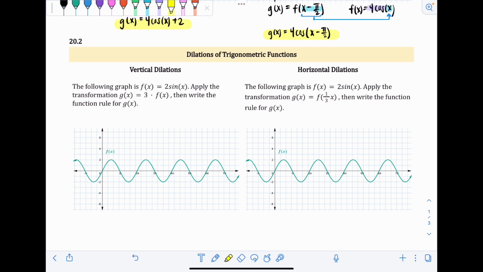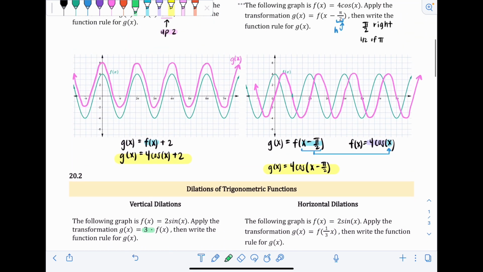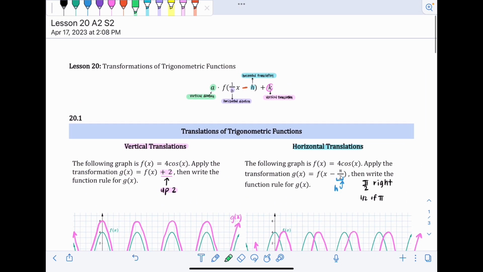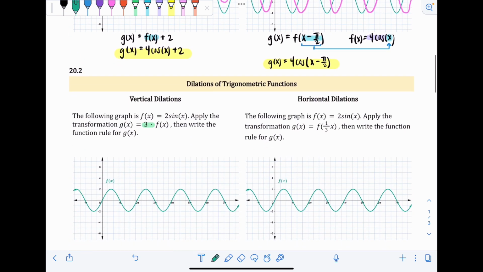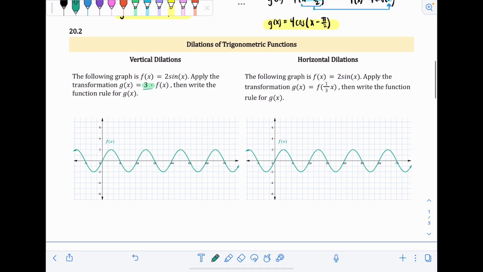Same approach, we have to look at what change they are applying to f of x. In this case, we're multiplying a number out in front of f of x. If we go back up here, when you have a number multiplied out in front of f of x, that's a vertical dilation by that scale factor. That scale factor in this case is 3. So that's going to be our A. That's how much we're going to stretch everything vertically.